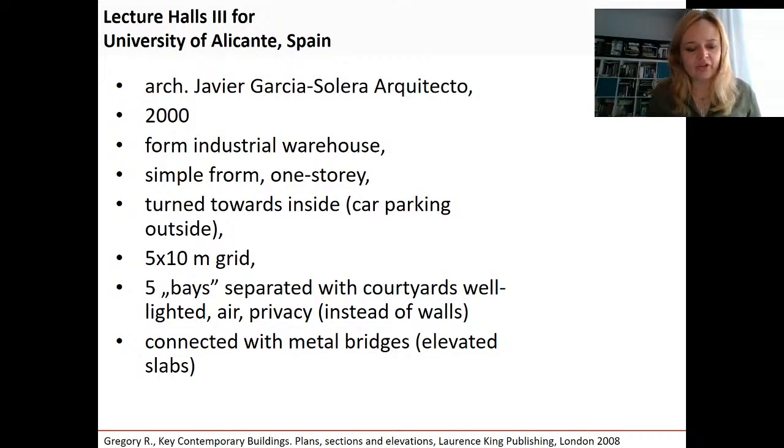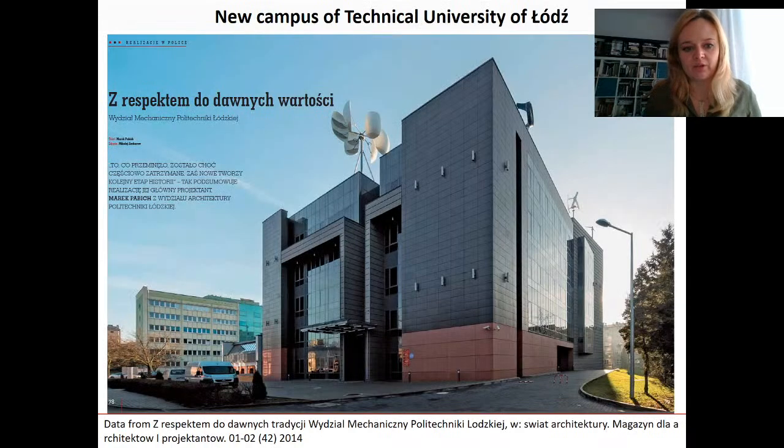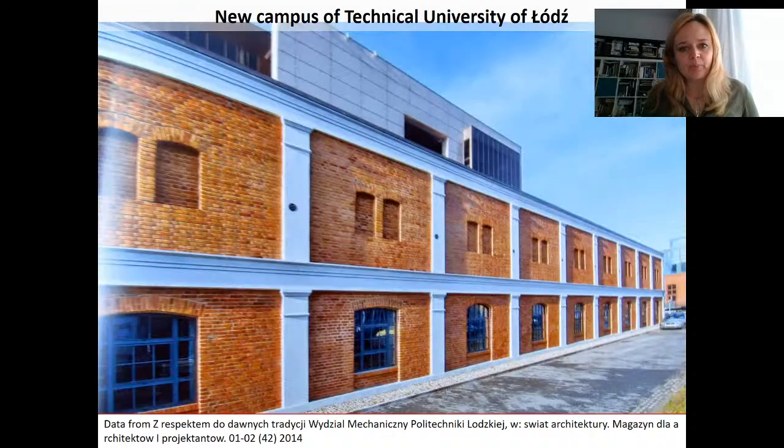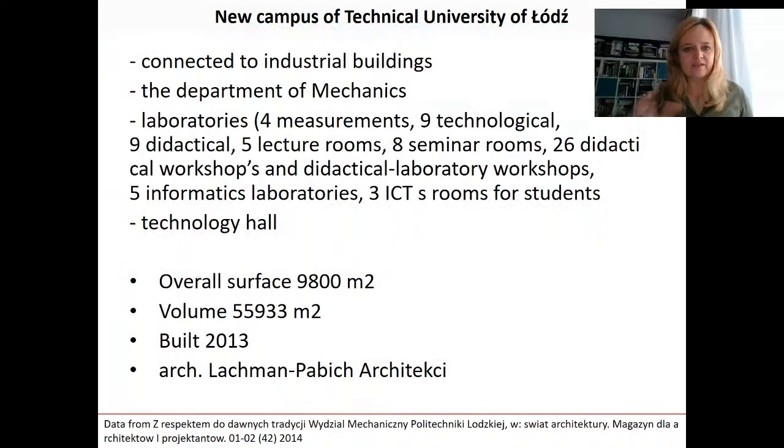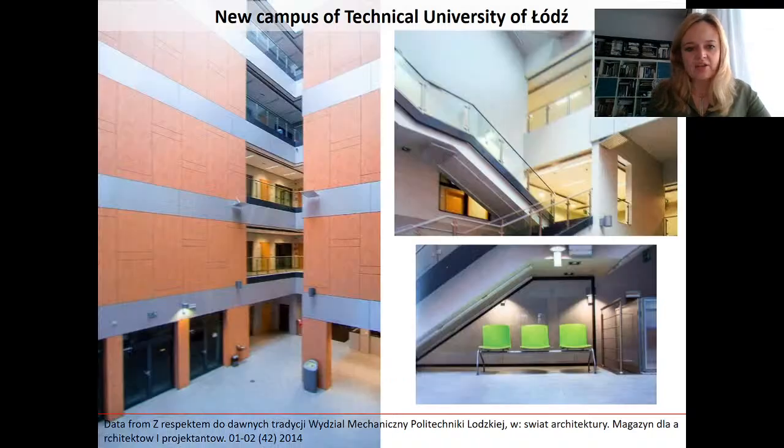The project was a remodeling of an industrial warehouse, and it was kept very simple, on a simple grid of 5 by 10 meters. This is the Technical University in Łódź. It's the new campus. The campus was based on part of the existing buildings, so it's a connection between contemporary elements and existing buildings. And you can see again a huge skylight in the middle of this building.